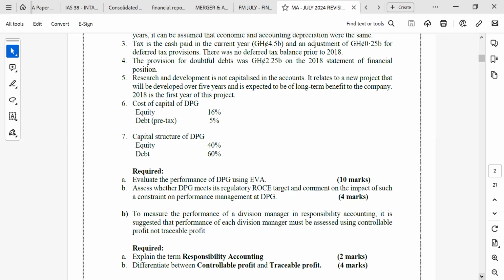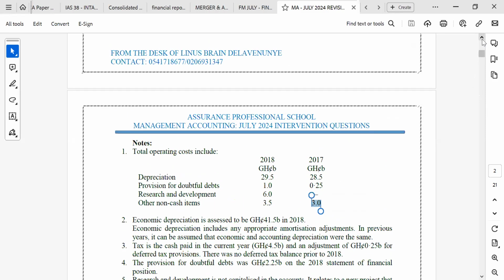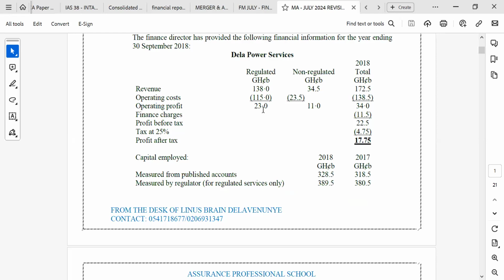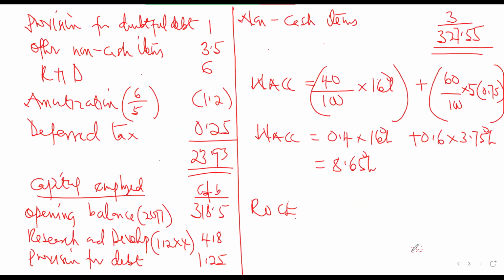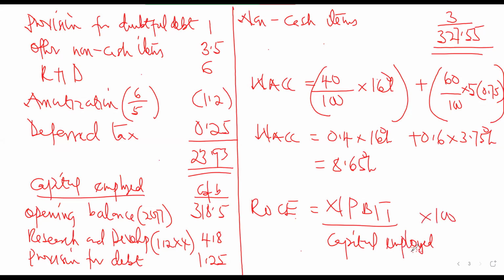All right, so assess whether the DPG meets its regulatory ROC target and comment on the impact of such a constraint on performance measurements. The only thing that we do is that we are looking for the regulatory division and their profit. The ROC is calculated as the net profit before interest and tax over the capital employed, multiplied by 100.